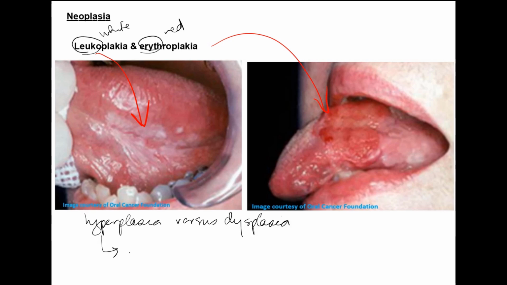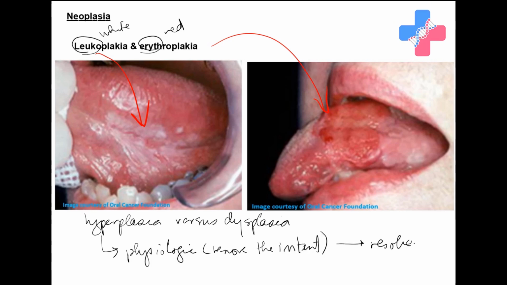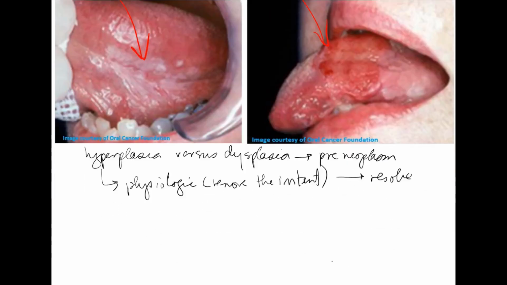Hyperplasia is a physiologic response. Now, it might have a pathologic stimulation like an irregular chipped tooth, but if you remove the irritant, it will resolve. Dysplasias, however, are pre-neoplasms, and so they only regress infrequently. The only way that one can differentiate them is by biopsy, and so any white or red plaque of the mouth demands biopsy. And the histologic feature of dysplasia is nuclear atypia.